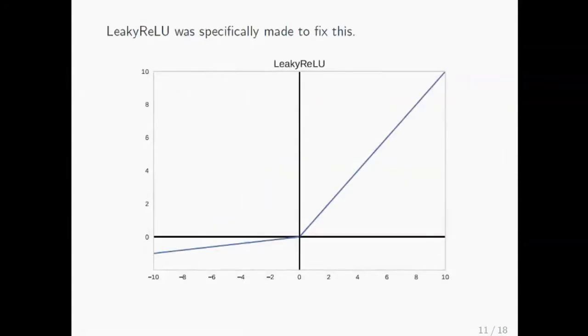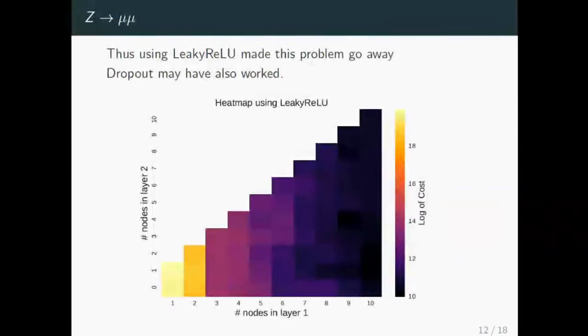So in order to fix this, a different activation was made to fix this problem. When you use it, the problem completely goes away. You still see that having an additional layer doesn't really increase accuracy at all. Dropout may have also worked to fix this. I didn't have much time to investigate that.